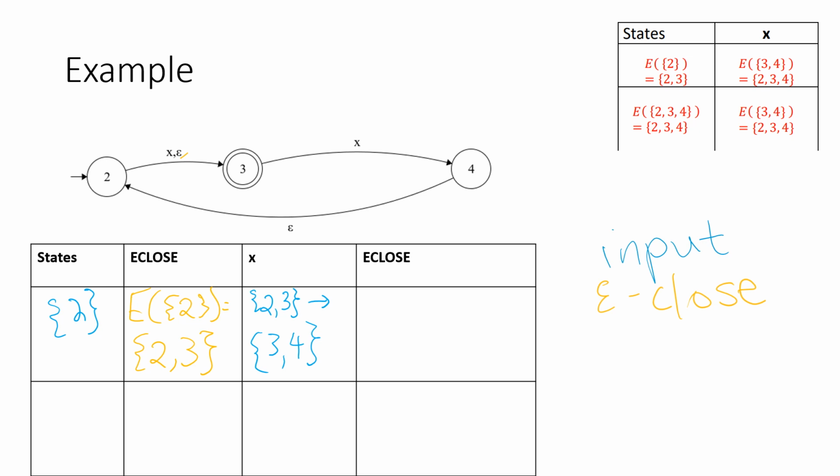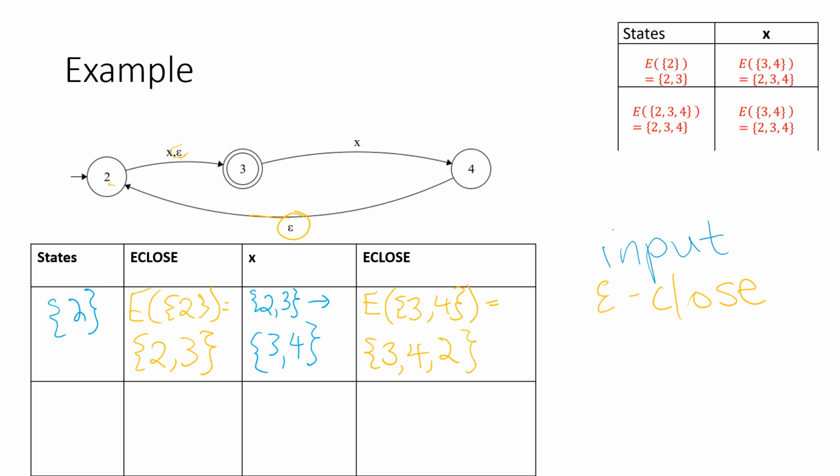Now we have to do epsilon close once again. So I'm going to do the epsilon close of 3 and 4. And so 3 doesn't actually have any epsilon transitions. It does include itself. 4 goes to itself, of course, and it also has an epsilon transition back to 2. And so we include 2. And if you kept following along, you would see 4 goes to 2, and then there's another epsilon transition that goes to 3. In any case, we've already included 3, so we have every state.